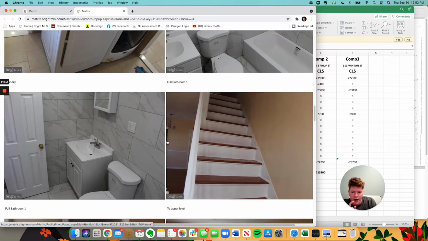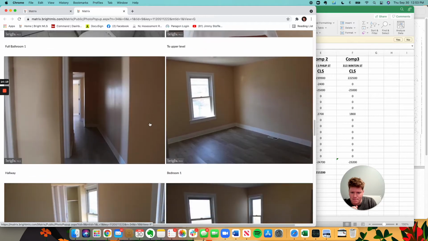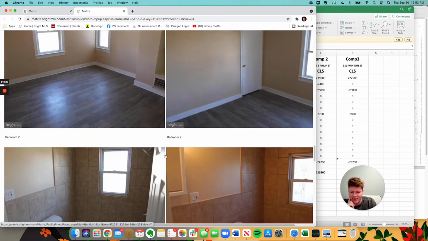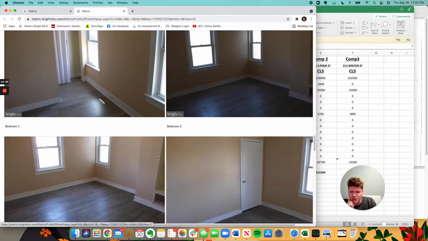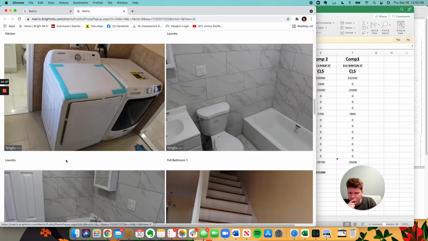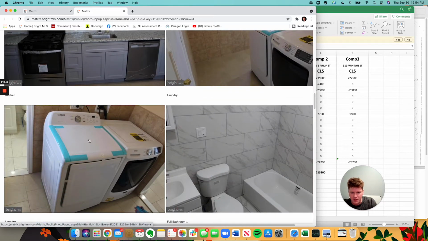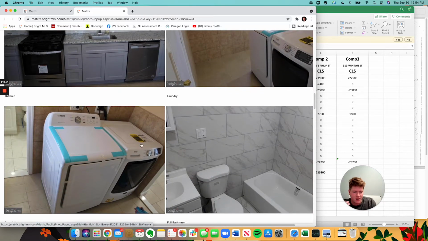And I'm going to tell you right now, an appraiser is not doing this much work. So hopefully the appraiser doesn't see this video. Full bathroom 2. I feel like this full bathroom, it's dark in here. But no, it's right behind the laundry room. So if it's behind the laundry room, it's got to be on the first floor.